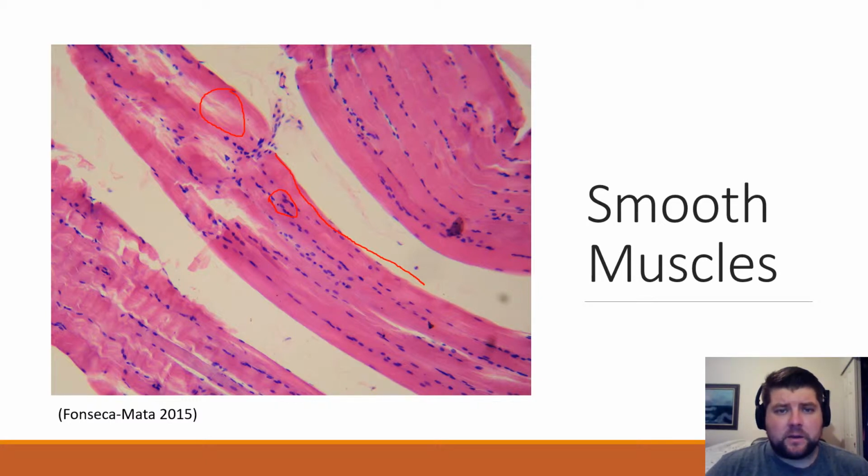They contain caveolae, which are deposits of calcium, and a general lack of sarcoplasmic reticulum. Most of the calcium comes from the extracellular fluid that surrounds these smooth muscles.